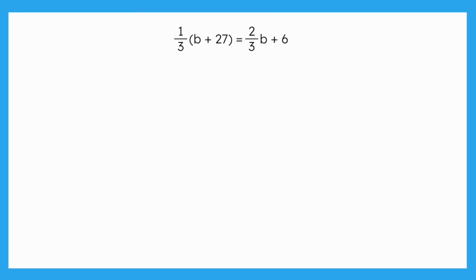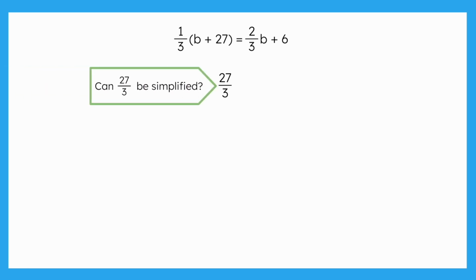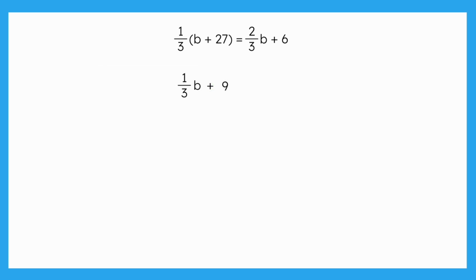1/3 times the quantity b plus 27 equals 2/3 b plus 6. Where should we start? Yep, the expression on the left needs to be simplified, so we'll start there. 1/3 times b is 1/3 b, and 1/3 times 27 is 27 over 3. Can 27 over 3 be simplified? Right, 27 and 3 have a GCF of 3, so it simplifies to 9 over 1, or just 9. Now our equation is 1/3 b plus 9 equals 2/3 b plus 6.